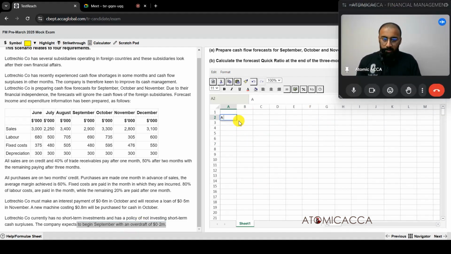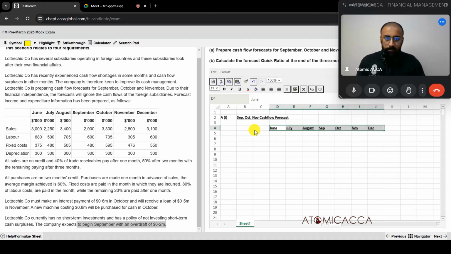So we're preparing A1 right now, that is related to September, October, November cash flow forecast. All right. So first let's begin with the timeline. We'll have a timeline of June, July, August, September, October, November, December. So these are the timelines we have.